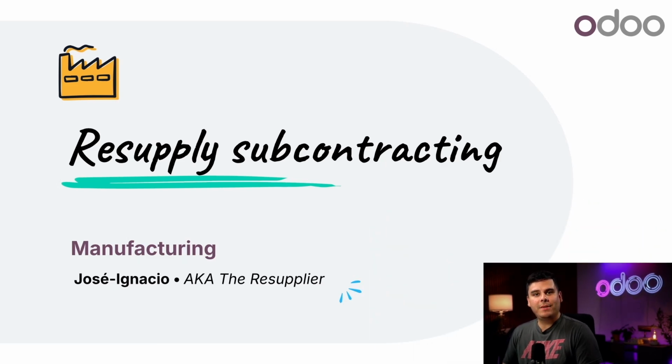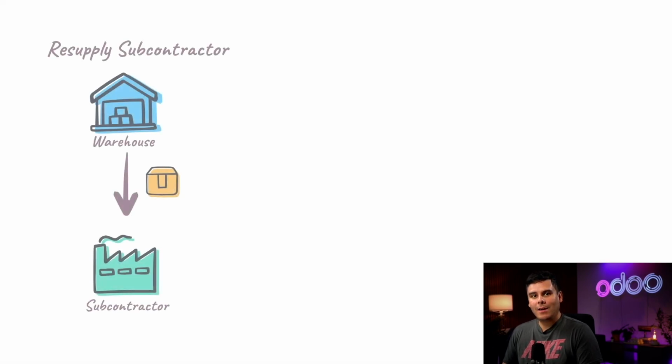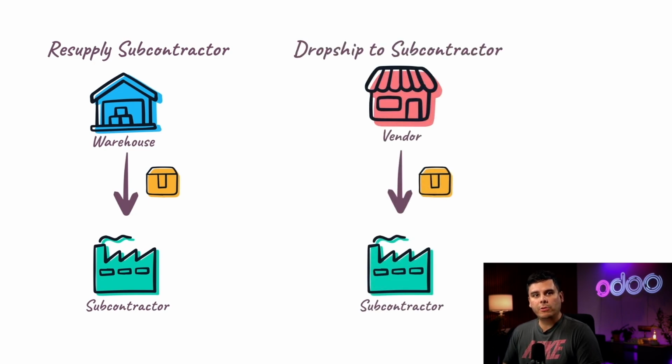In the previous video, we talked about basic subcontracting, in which our company allows the subcontractor to source their own components. But what about situations where you want to supply the subcontractor with the components yourself? Odoo actually offers two ways of doing that: resupplying the subcontractor with your own components, or drop shipping components from a vendor to your subcontractor. In this video, we're talking about resupplying the subcontractor yourself.